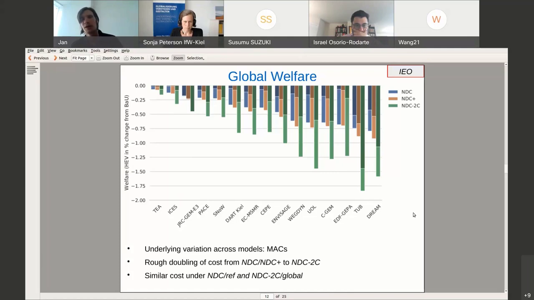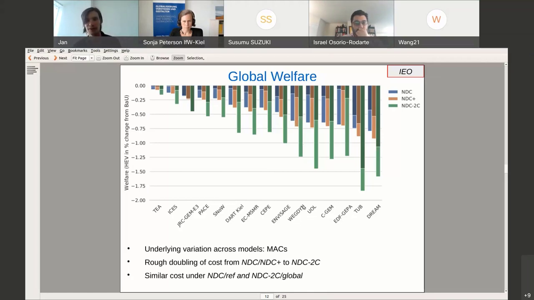But if we look, there are two results that seem kind of robust, at least if we look at the majority of models, or at average values in these models. We see a rough doubling of cost just when going from NDC to the 2 degree path without any emissions trading at all. And then for the majority of these models, we see that the 2 degree path with comprehensive global emissions trading is somewhat similar in terms of global cost to the NDC scenario without global emissions trading.